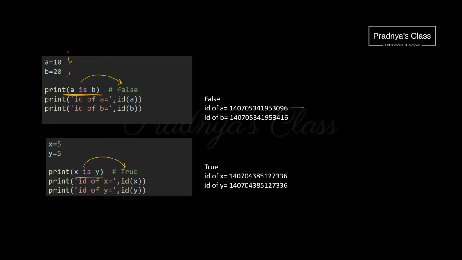Here is the memory reference of A and here is the memory reference of B. Just check out the last 3 digits. It is different. That's why we got false. Because in A we are storing the value 10, it is at some other memory location than B, because we are storing 20 in it. But when we want to store the same value in both the variables, then what happens?